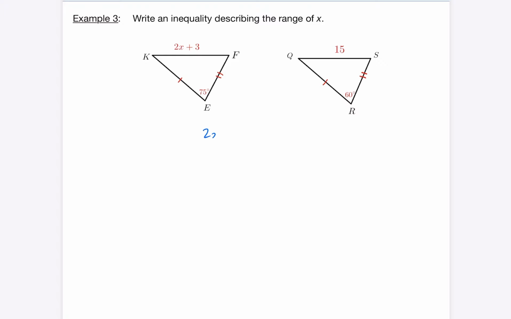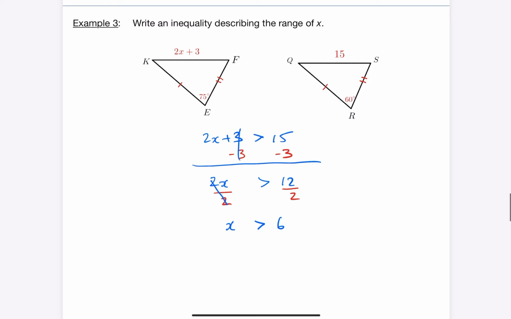We're going to say that 2x plus 3 we know is greater than 15, and then we go ahead and solve for x. So the first thing we're going to do is subtract 3 from both sides. In doing so, we're left with 2x is greater than 12. These cancel out. And then the last step is divide both sides by 2. And when we do, these cancel out, and now we're just left with x, and x is greater than 6. So this inequality describes the range of x for this scenario.